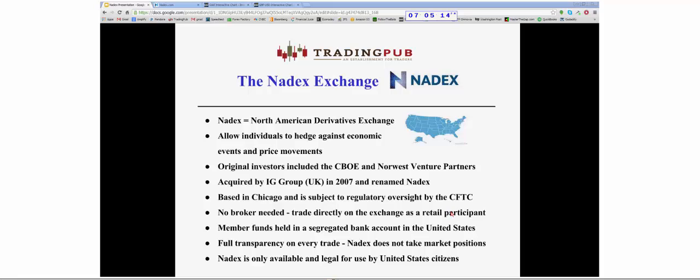There's no broker needed with Nadex. You're trading directly with an exchange, and your funds in your Nadex account are held in a segregated bank account. There's full transparency on every trade. Nadex does not take any market positions, so you're not betting against the house at all. In fact, what they're doing is facilitating a trade between yourself and someone else who has a contrary opinion to your opinion on a particular proposition.